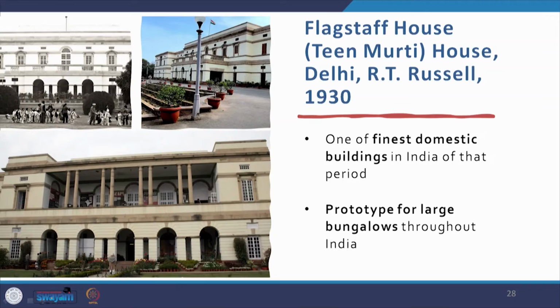Now, one of the very important bungalows, so to speak, was the Flagstaff House, which later came to be known as the Teen Murti House under Jawaharlal Nehru, and which was designed by R.T. Russell in 1930. It is one of the finest domestic buildings of India of that period and became a prototype for large bungalows throughout India.